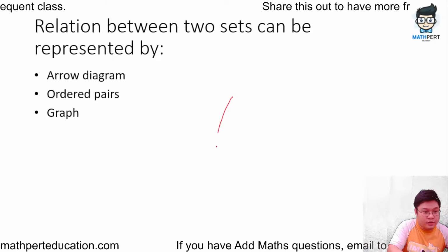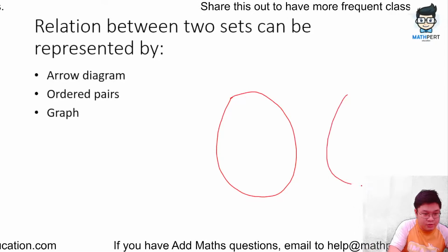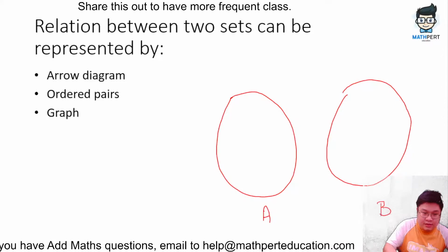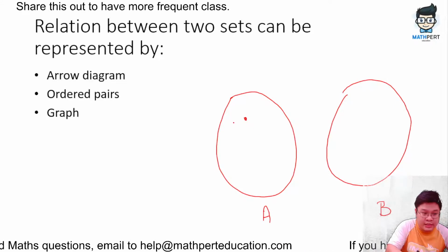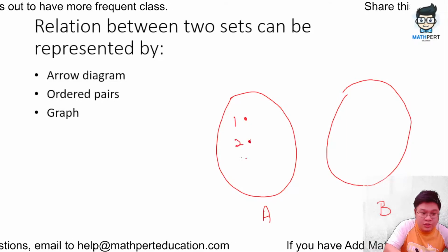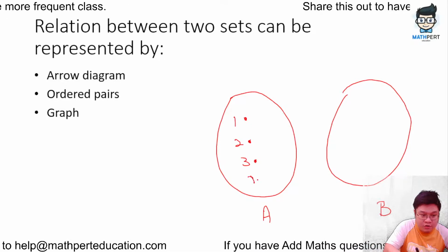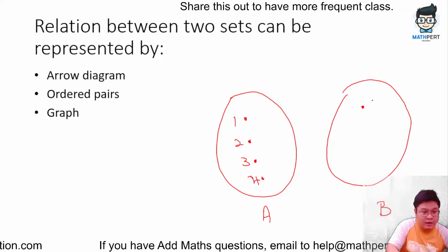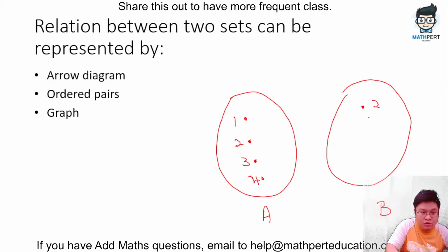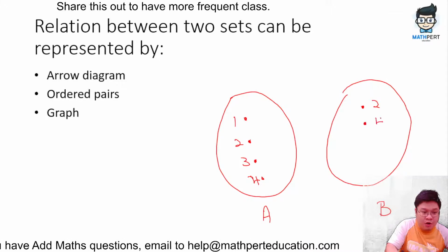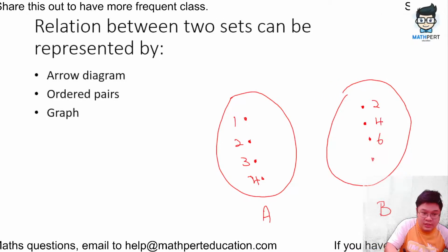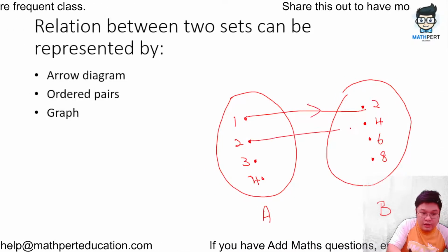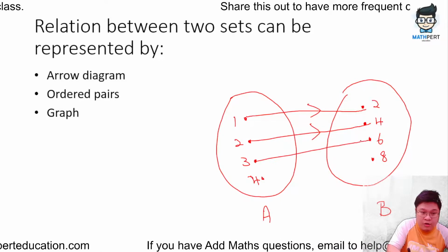If here you have two sets, set A and set B. Let's say this is 1, this is 2, this is 3, this is 4, and on the other set this is 2, this is 4, this is 6, this is 8. If I draw it this way, this is what we call an arrow diagram.